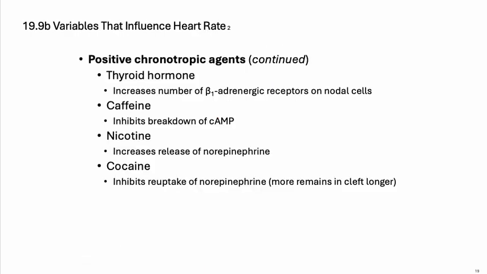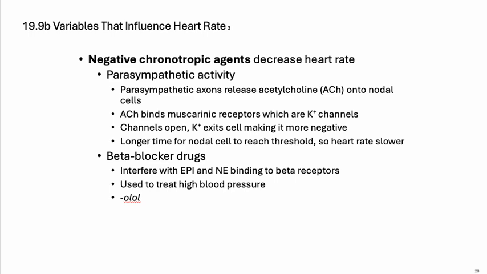So some examples: thyroid hormone, caffeine, nicotine, cocaine as well. All of these are positive chronotropic agents, right? They're increasing the rate at which you can reach threshold. If you do the exact opposite, you simply call that a negative chronotropic agent, right? A negative chronotropic agent is something that's slowing the heart rate down.